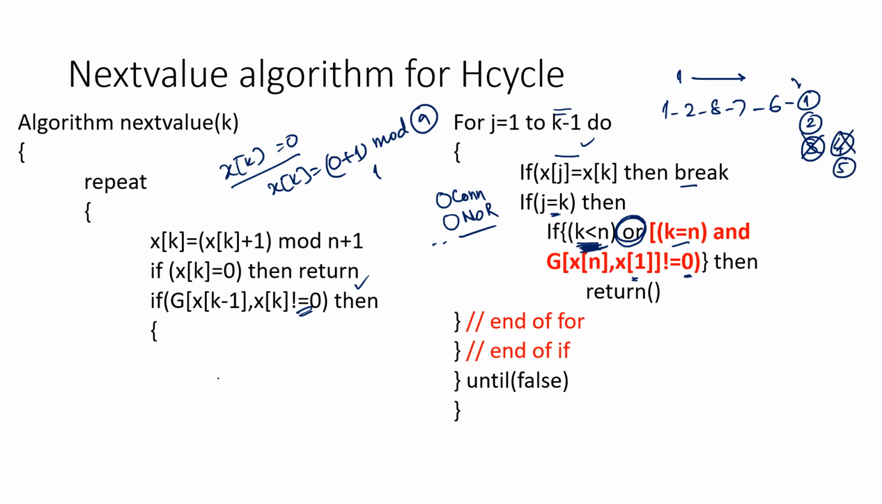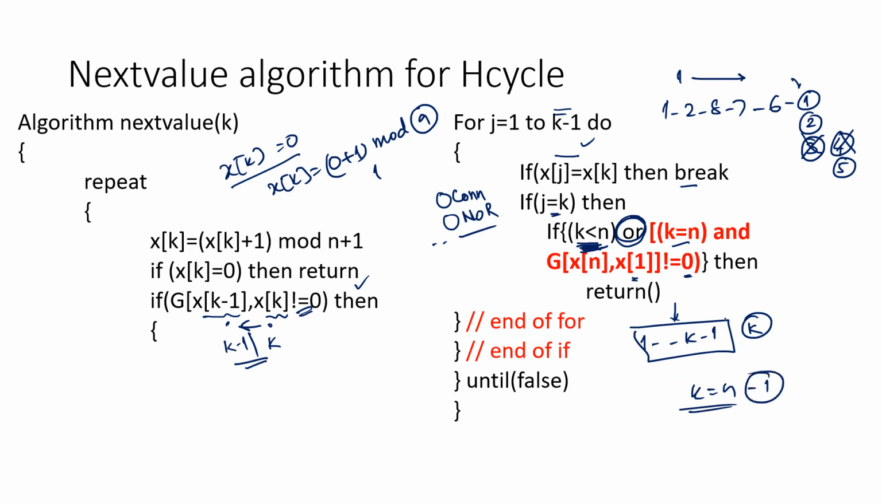So in this way, there are two main parts of this concept. Check whether the two vertices, that is the vertex at k and the vertex at k minus 1, are connected. If they are connected, then check whether positions 1 to k minus 1 already have the same value which is written at k. And if k equal to n, then check whether n and 1 are connected or not. 1 means the source vertex.